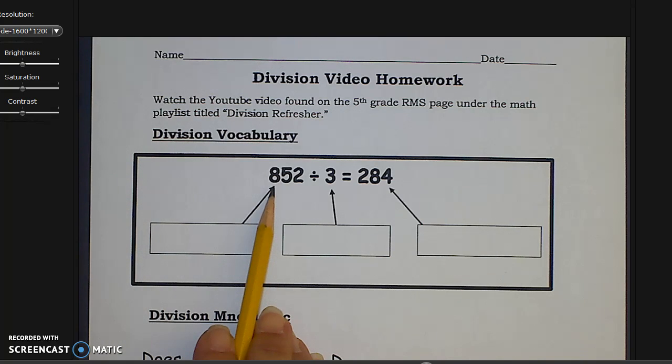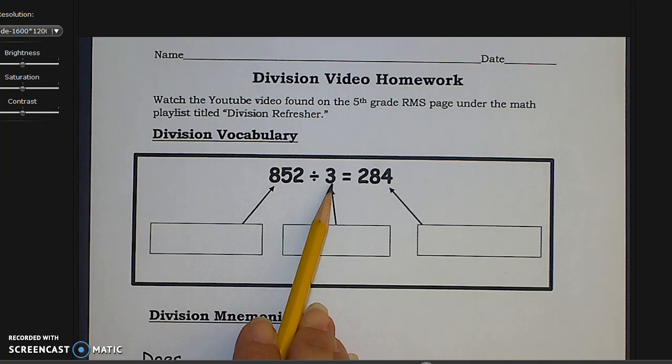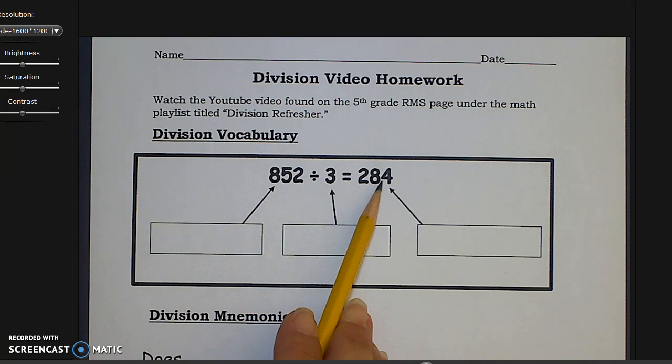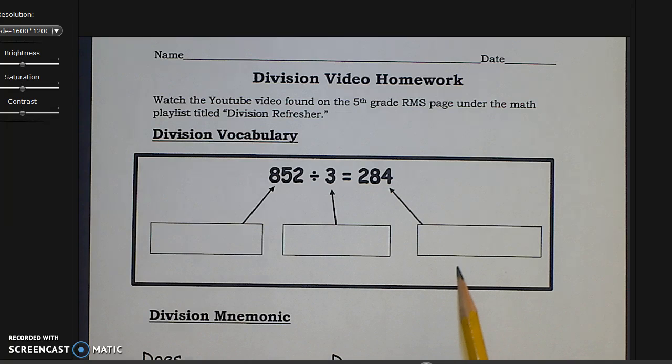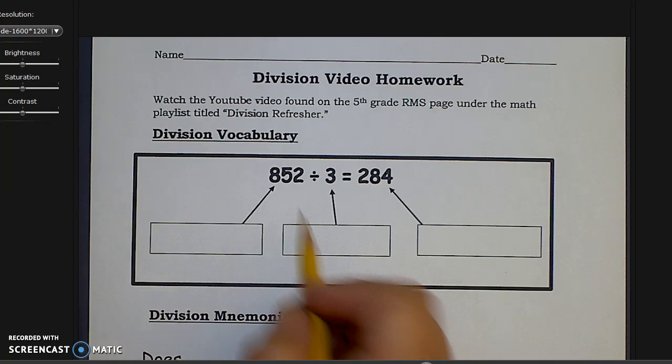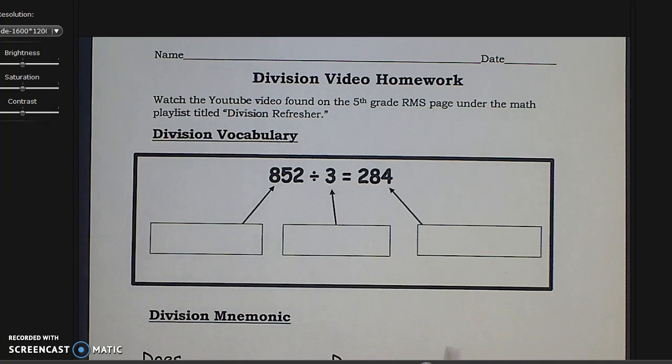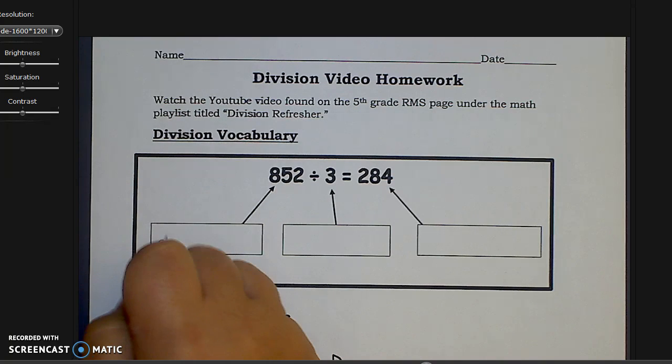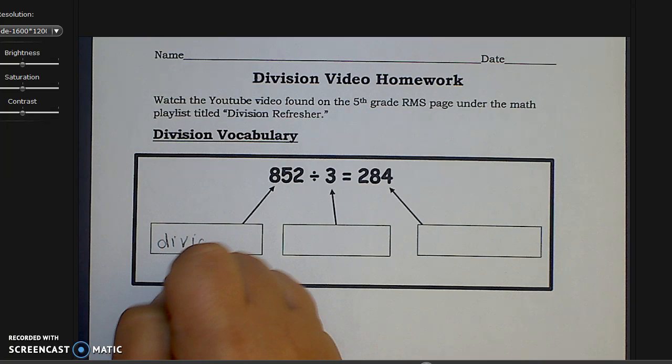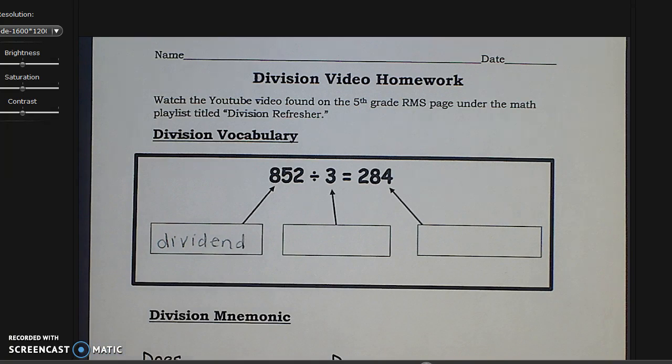We have a problem here. 852 divided by 3 equals 284. When you come in tomorrow, we are going to use these vocabulary words, and I want to make sure that you understand what they are. So 852 is the number that's being divided. That is called the dividend. In this box, please copy the word dividend.